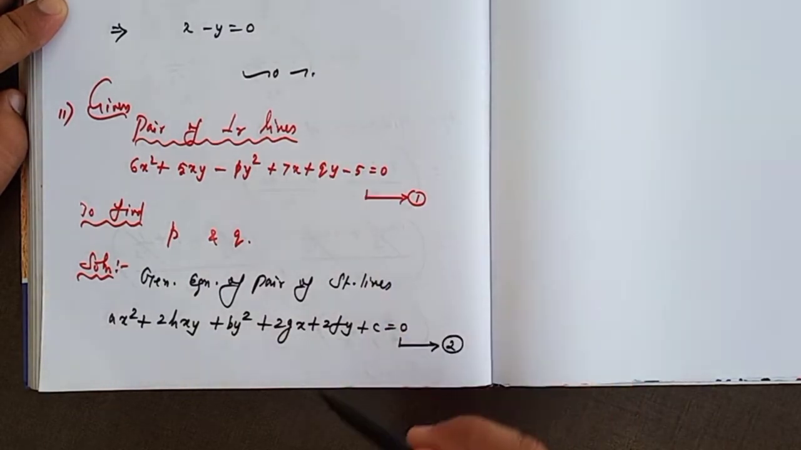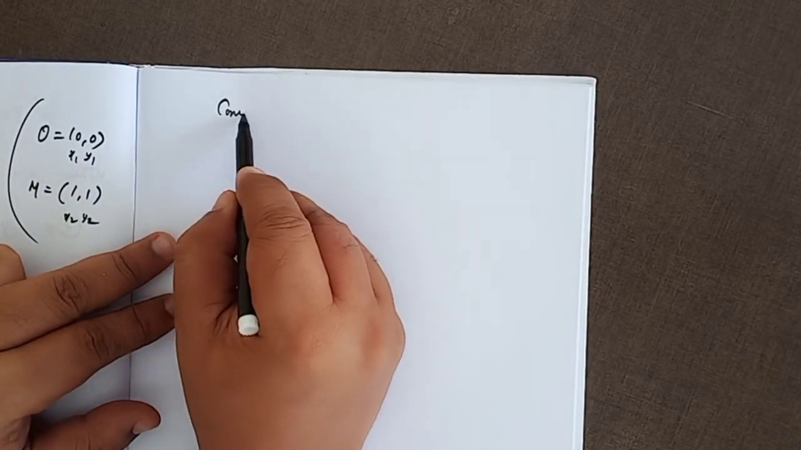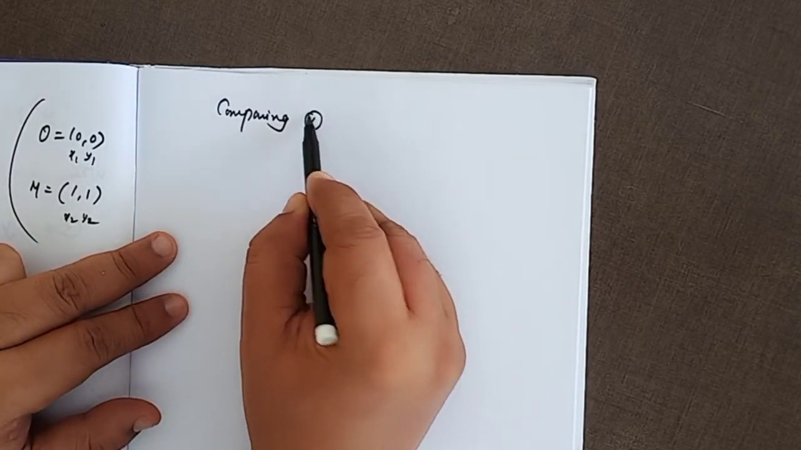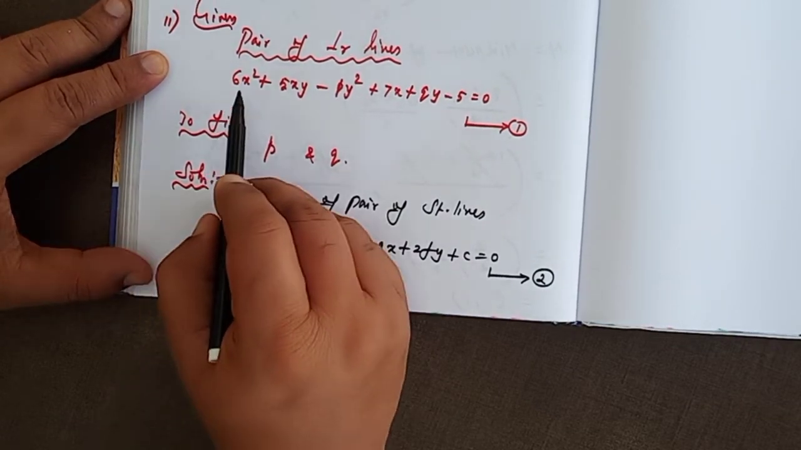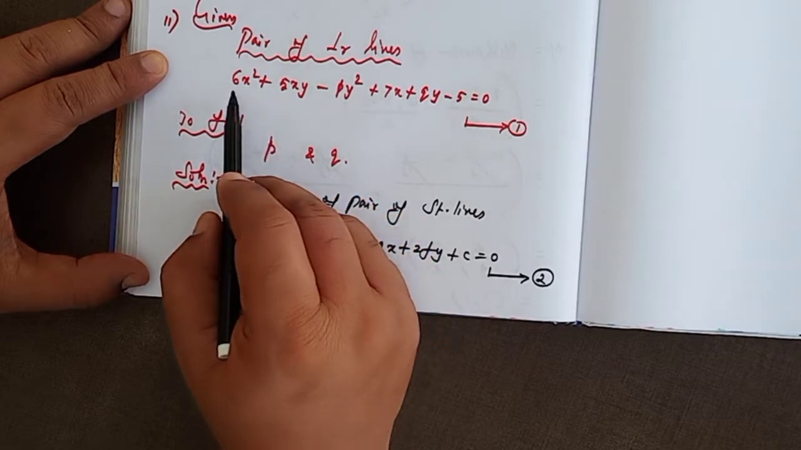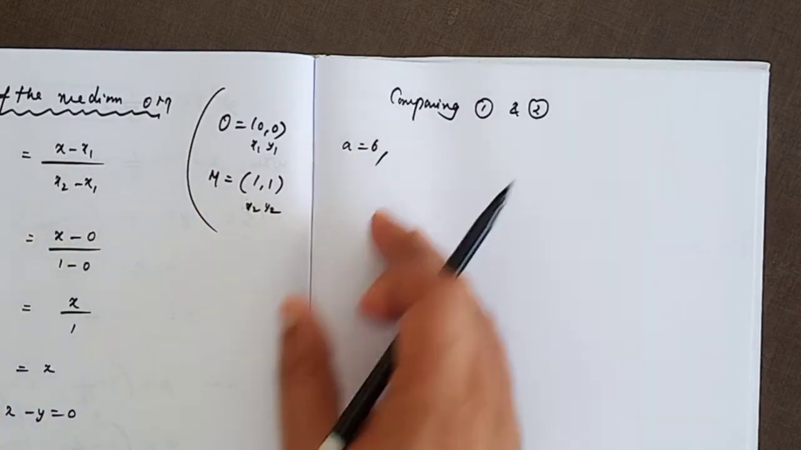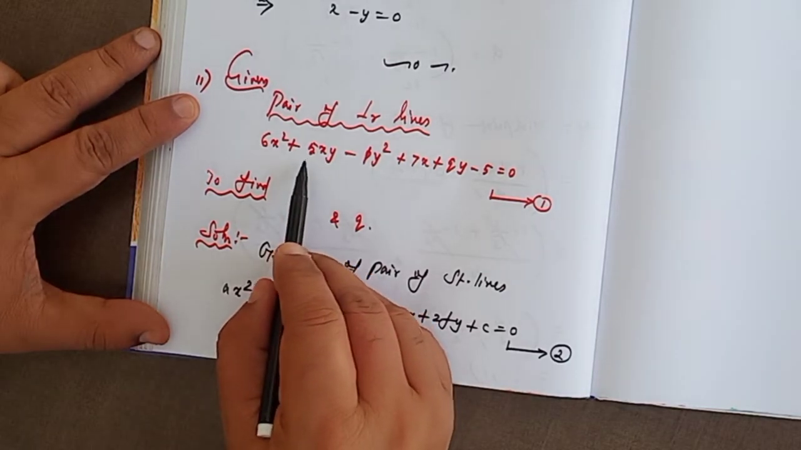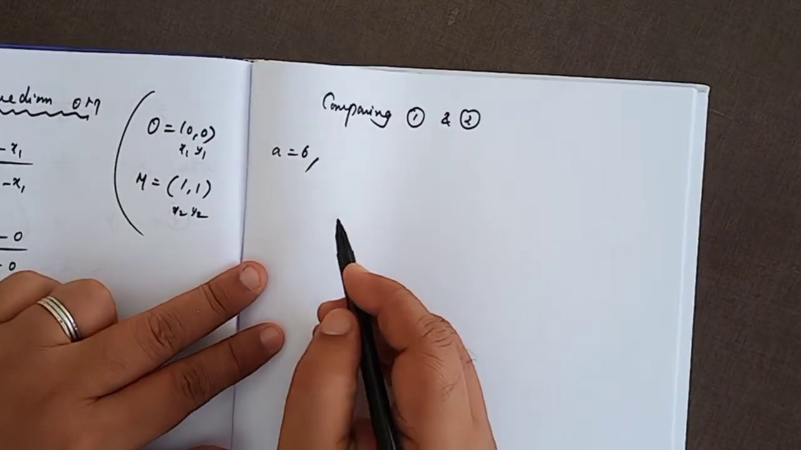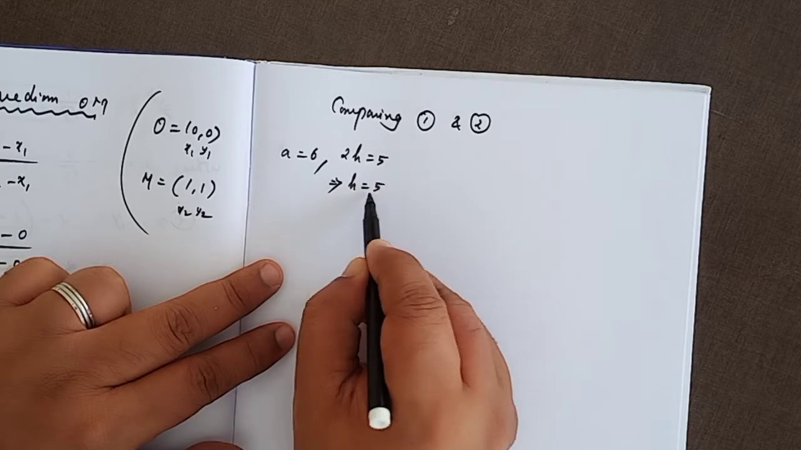Now we have to compare equations 1 and 2 and find all the coefficients. Coefficient of x squared is a. Here the x squared coefficient is 6, so a equals 6. Next, the xy coefficient is 2h. Here the xy coefficient is 5, so 2h equals 5, which implies h equals 5 by 2.